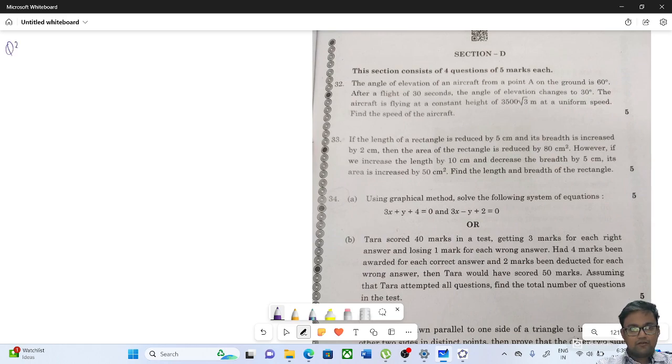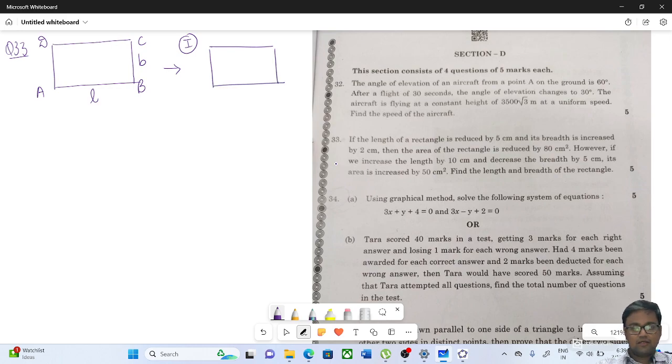Question number 33. If the length of a rectangle is reduced by 5 and its breadth is increased by 2. So, there is a rectangle, let us say the rectangle is ABCD. Length is L of that rectangle, breadth is B. Now, what happens is, in the first case, I will be mentioning it by Roman number 1. In the first case, a length is reduced by 5. So, L minus 5 and breadth is increased by 2. So, breadth increases by 2, right.